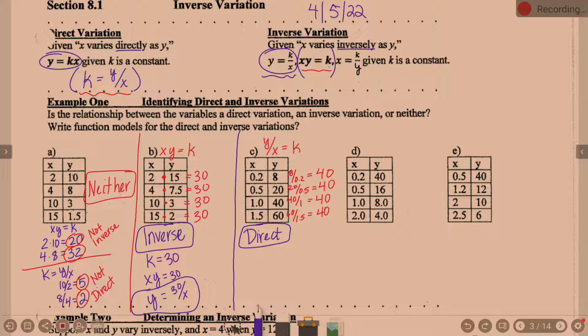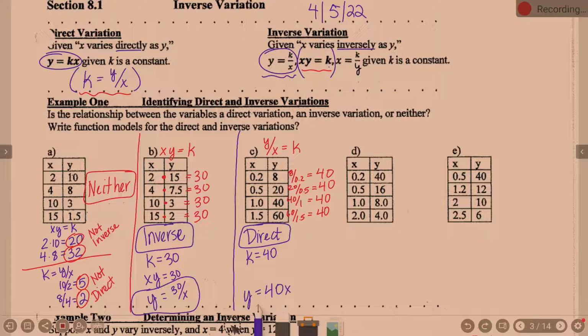Okay. Direct variation. What is k? K is 40, right? So if you're asked what k is, 40. What equations could I write to represent direct variation? Okay. One option is y equals 40x. So that is my y equals kx, filling in k right there.